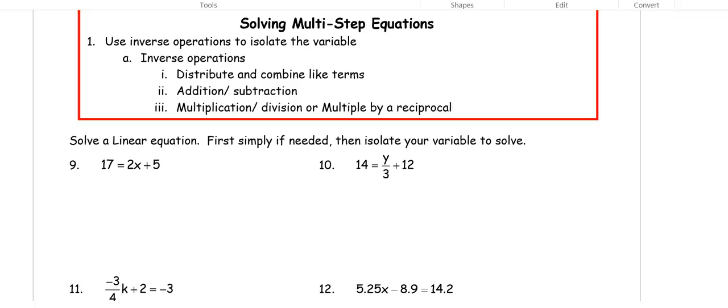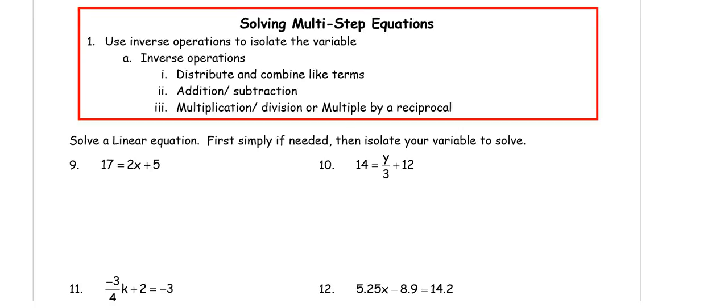So in number 9, we have negative 17 equals 2x minus 5. So there's no distributing or combining like terms needed, so I'm just going to start with trying to get x by itself. So first I look and see, is there a number being added or subtracted? There's a 5 being subtracted, so the inverse is to add 5 to both sides. So we get negative 12 equals 2x, and then we're going to divide both sides by 2, so x equals negative 6.